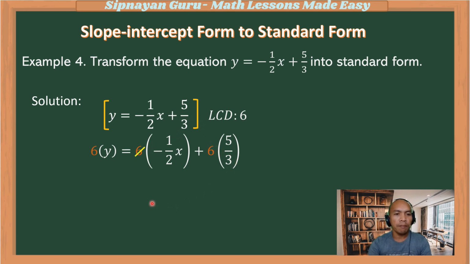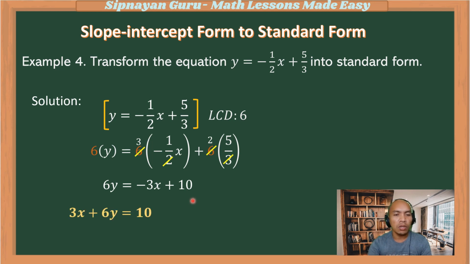So, simplify. 6 and 2 have a common factor, which is 2. So, 6 divided by 2 will be 3, and 2 divided by 2 will be 1. Then, 6 and 3 have a common factor, which is 3. So, 6 divided by 3 would be 2. 6 times y is 6y. 3 times negative 1x is negative 3x. Then, plus 5 times 2, that would be 10.